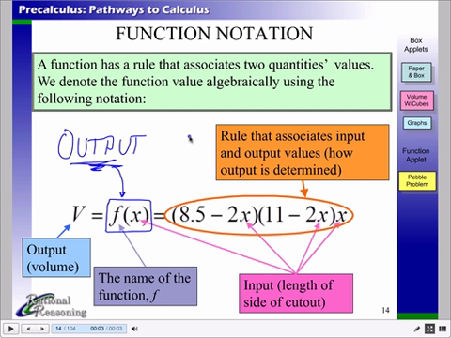So for instance, what does this represent? No, it represents when you put 2 in. Does it represent a square cutout of 2? No, it doesn't. Does it represent a volume of 2? No. It's a volume. It's the output. F of 2 is the output of the function, so it's a volume. But which volume is it? Volume of the box when the cutout is 2. So this is the volume of the box when the cutout has side length of 2. Does it make sense?